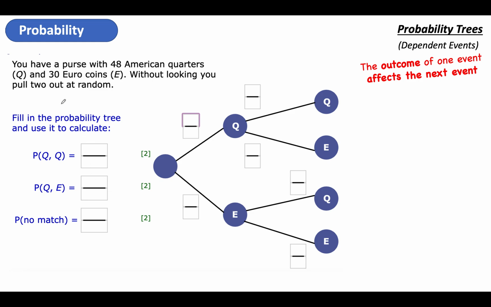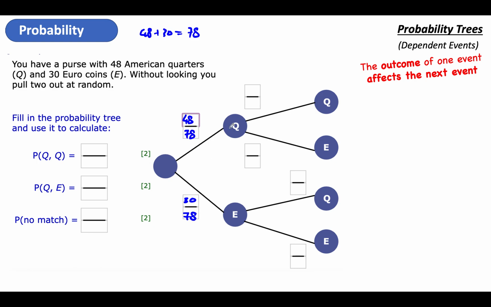Okay, unpaused. We have a purse with 48 American quarters, Q, and 30 euro coins. Without looking, you pull 2 out at random. This is without replacement, because I'm taking them both at the same time. Right, but obviously I can only look at one at a time. Now what's the probability on the first branch that I get a quarter? Well, that's 48 out of a total of 48 plus 30 is 78 coins. So 48 out of 78. And there are 30 euros, so 30 out of 78.